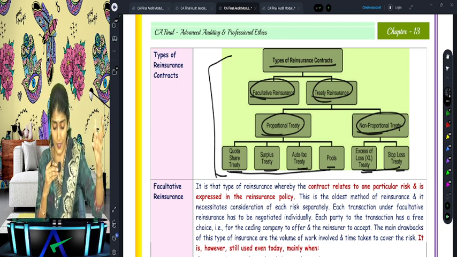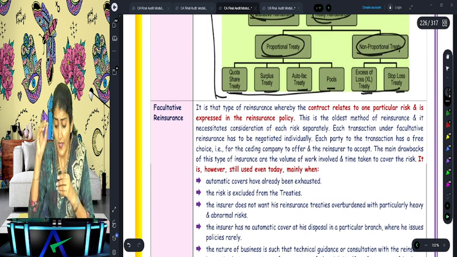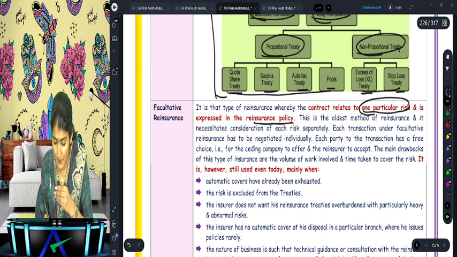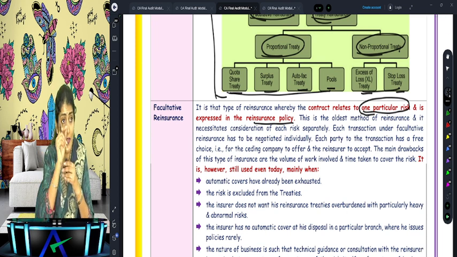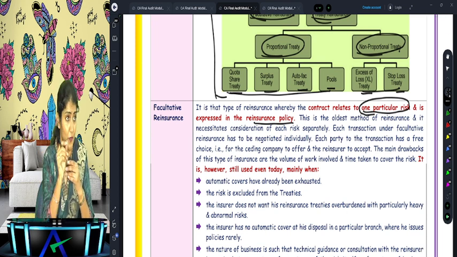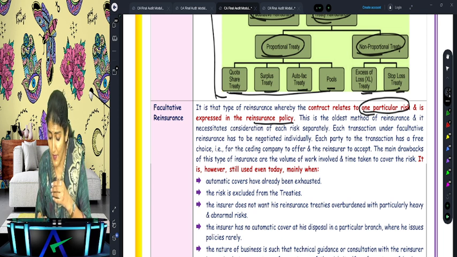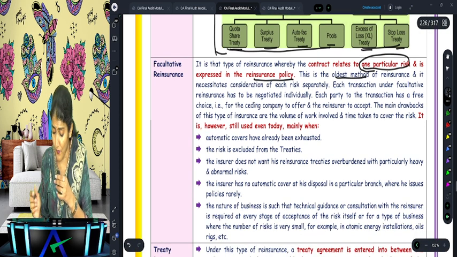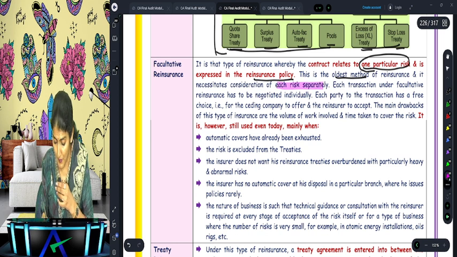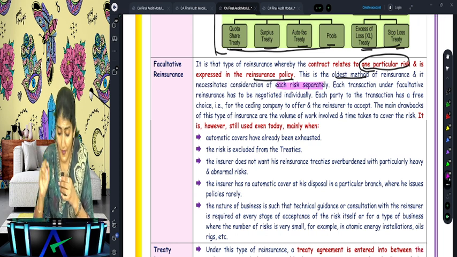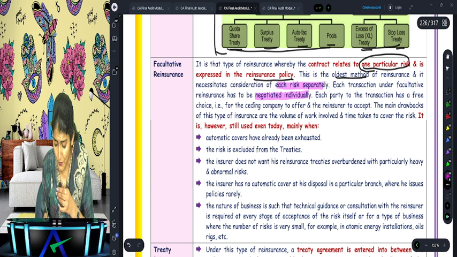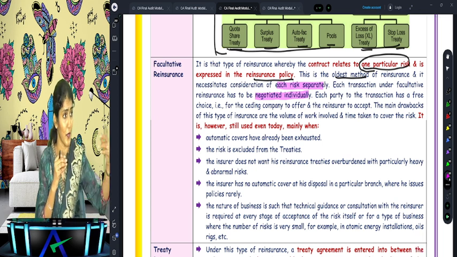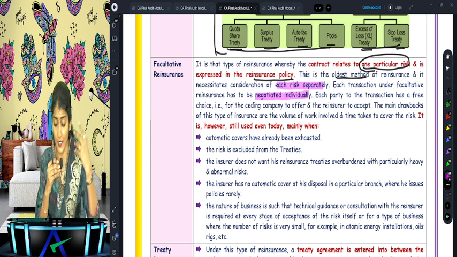The facultative reinsurance, what does it say? The contract relates to one particular risk and is expressed in the reinsurance policy. One particular risk, policy wise, you getting it? This is the oldest method of reinsurance, and it necessitates consideration for each risk separately. Each transaction under facultative reinsurance has to be negotiated individually. I told you, na, this one 10%, this one 20%. So it has to be negotiated individually.